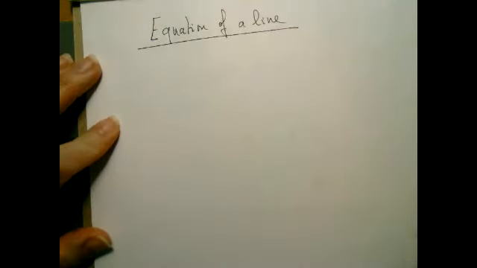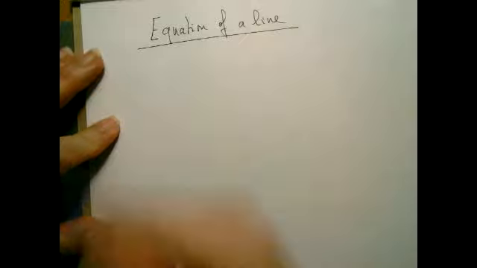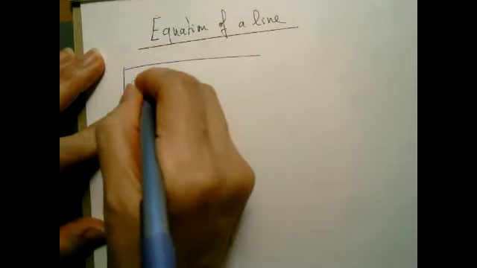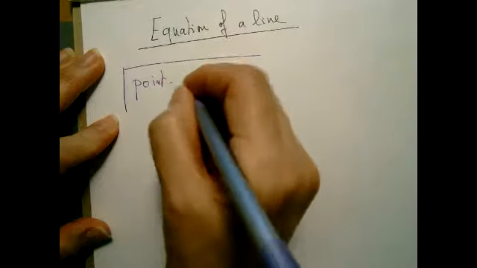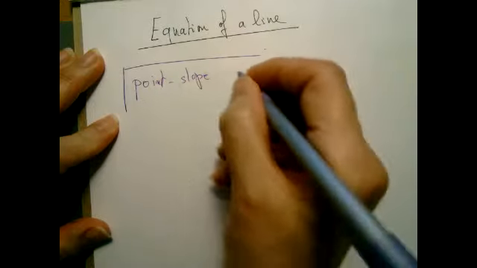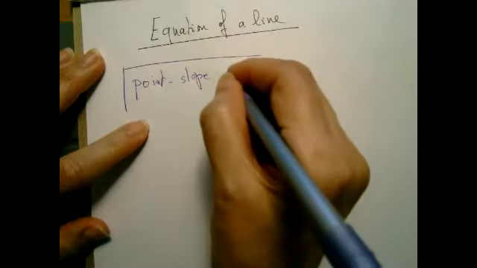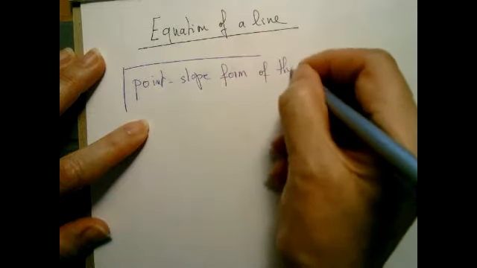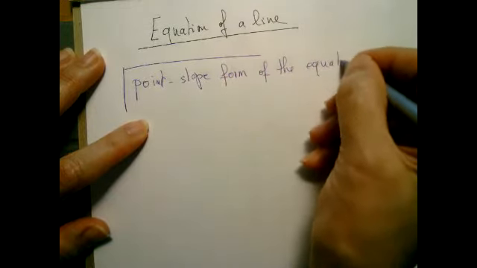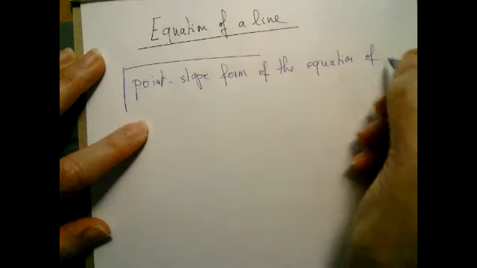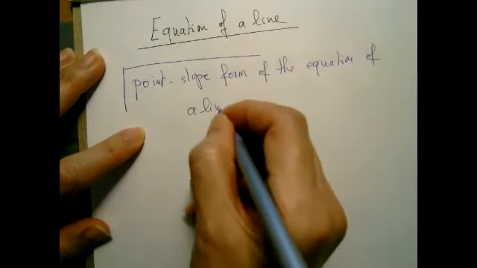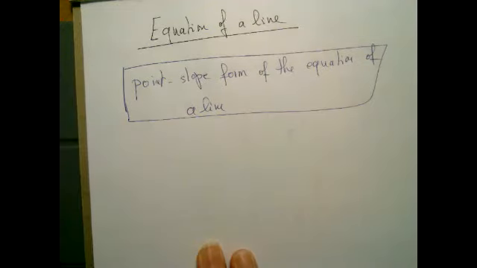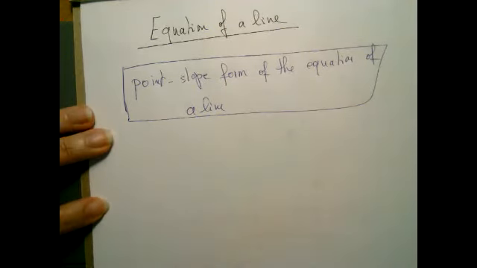And as I said, the first way we're going to learn is what we call the point slope form. So we're going to learn how to find an equation using something called the point slope form of the equation of the line. So that's the first way we're going to learn how to find the equation. And then y equals mx plus b. All right, what's the point slope form?